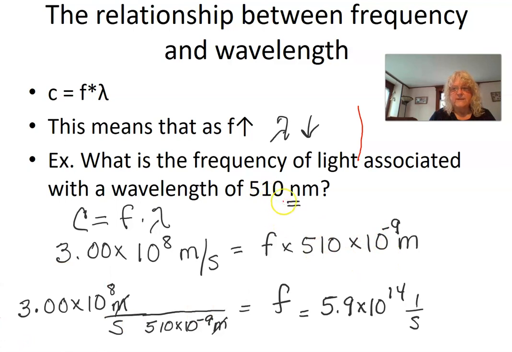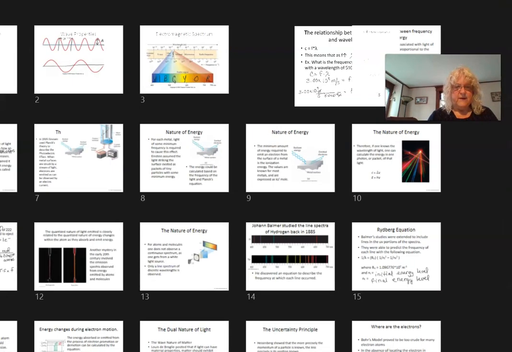So instead of writing nanos, I used 10 to the minus 9 because that's what nano means. So I plugged into the equation and I calculated my frequency. You can see the meters cancel out. And I'm just left with 1 over seconds. I could also call that hertz. I could also say 5.9 times 10 to the 14 hertz if I wanted to.